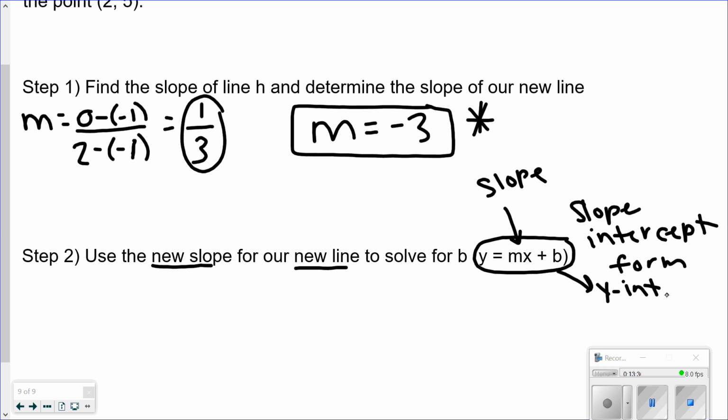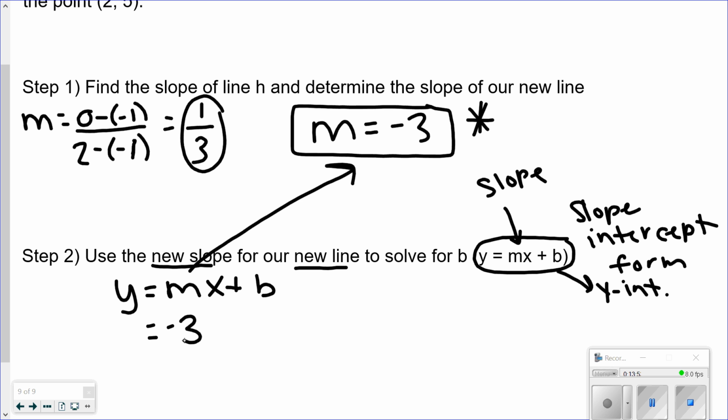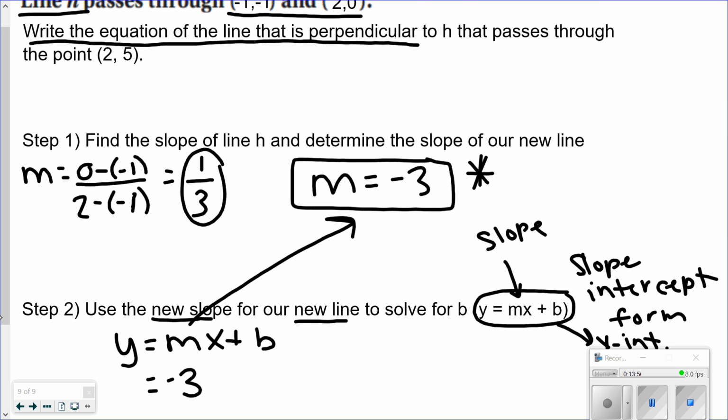If I use the form y is equal to mx plus b, there's a few things that I can plug into this equation that I know. One thing is the m, my slope. Well, we figured out that my slope has to be -3. Now I'm going to scroll up a little bit because at the beginning it told me that my new line is going to pass through the point (2, 5). That's going to give me my x and y values. So if I go back down to step 2, y will be 5, x is going to be 2, plus b, and this is what I'm going to solve for.